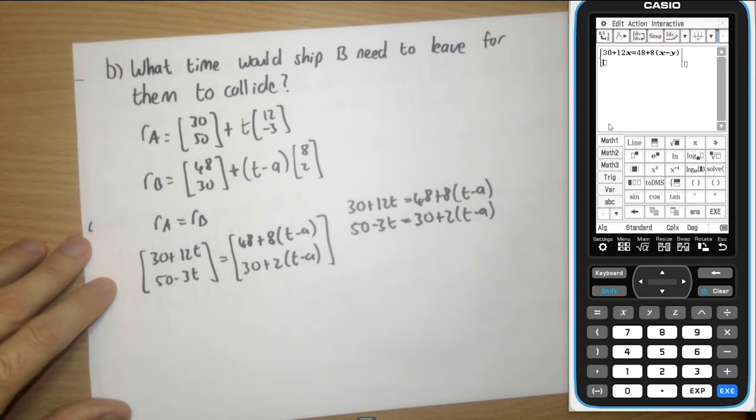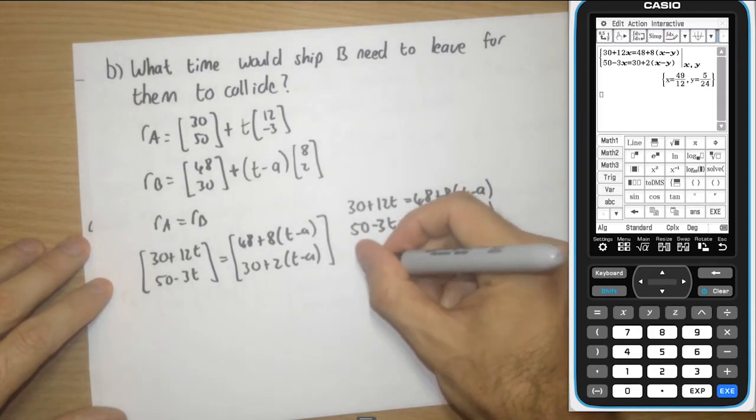And the second equation is 50 take away 3x equals 30 plus 2x take y. We're solving for x and y, where x is the t parameter and y is the a parameter. When we solve that, we get 49 over 12 and 5 over 24.